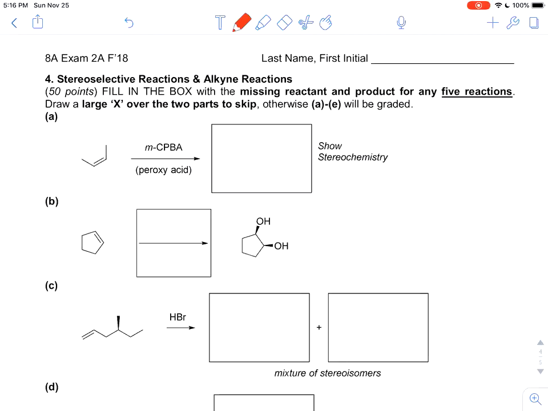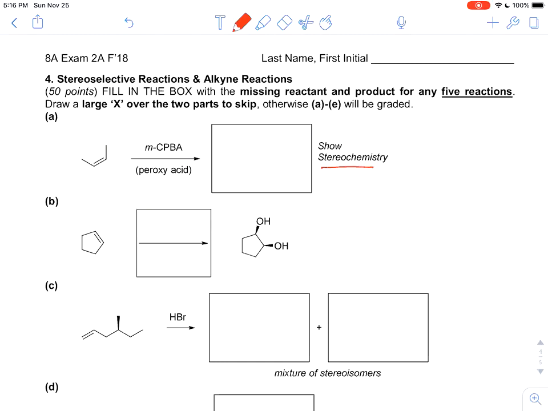What I didn't say on page 3 is that versions A and B actually have the exact same problems, just in a different order. So you won't find a separate video for versions A and B. And on this page, it's a little different. You were given instructions to choose any 5 reactions and choose 2, but I'm going to do all of them. And you should be showing stereochemistry where it's actually given or where you're instructed.